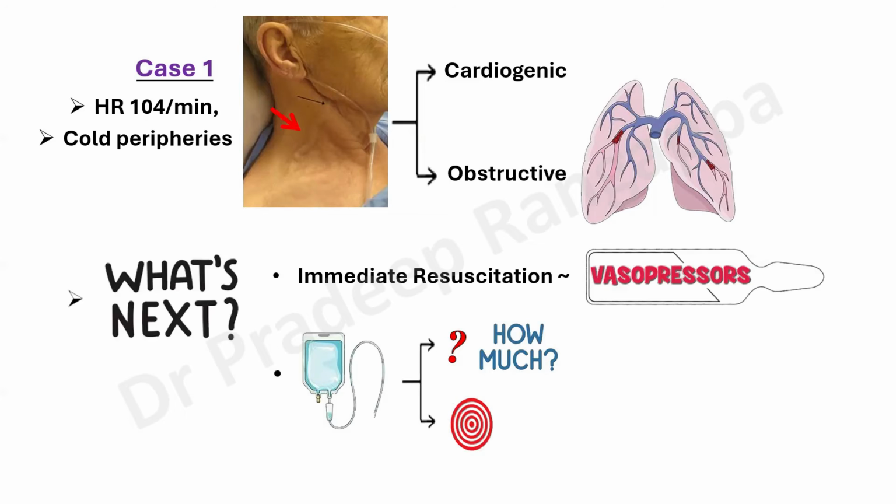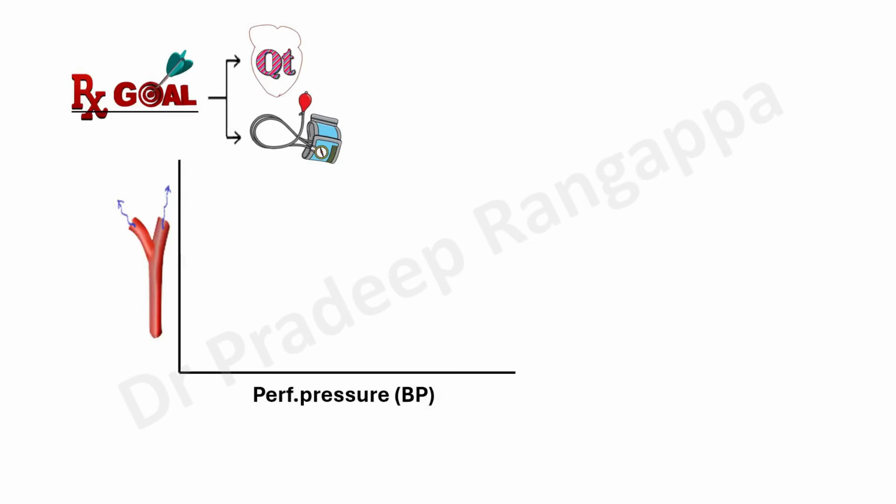So you need certain hemodynamic parameters to determine whether they are fluid responsive. That is what one needs to have some understanding of. So the treatment goal is obviously to optimize cardiac output and optimize the blood pressure or the perfusion pressure. So one needs to understand the perfusion.